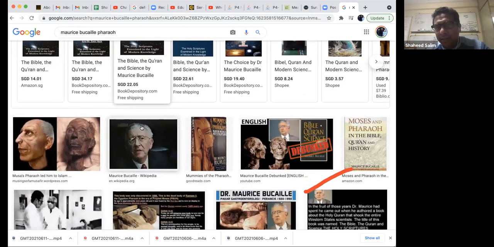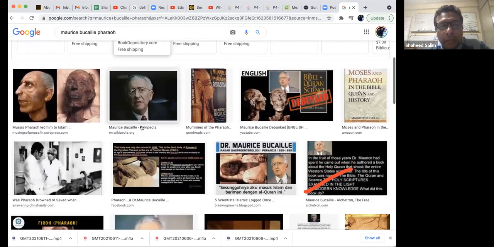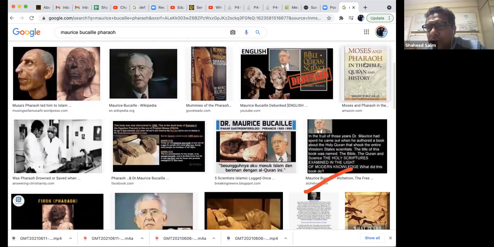He's a French scientist. And how did he know that that's the body of Fir'aun? Then he wrote this book, Moses and Pharaoh. Pharaoh means Fir'aun. In the Bible, in the Quran, and history. So he found out the Bible is not accurate. A lot of mistakes in the Bible. In the Quran, he found out, and he even wrote a book called The Quran, the Bible and Science.